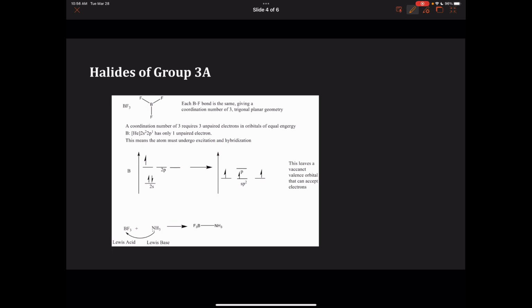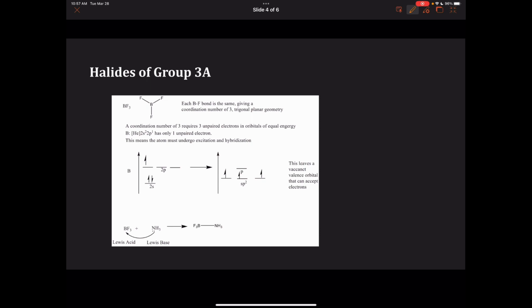Now, our next example of Lewis acids are going to be halides of group 3A. An example we can look at is boron trifluoride. We have to look back at some bonding theory. I can draw my dot structure of boron trifluoride. I have boron in the center with my fluorines around it. Each boron-fluorine bond is the same, giving us a coordination number of 3, and we get a trigonal planar geometry.